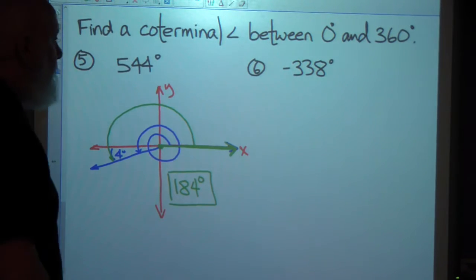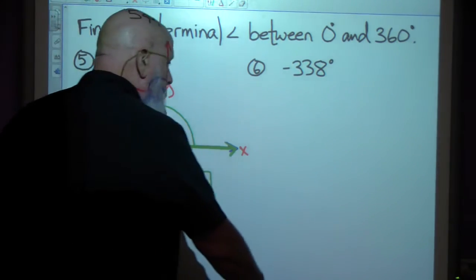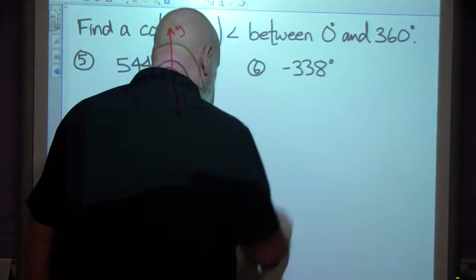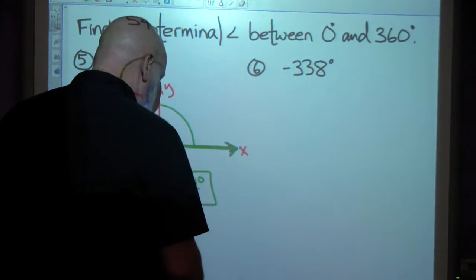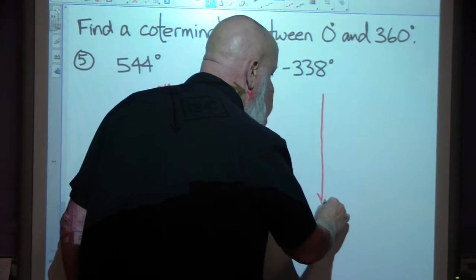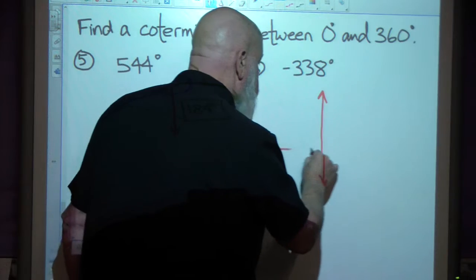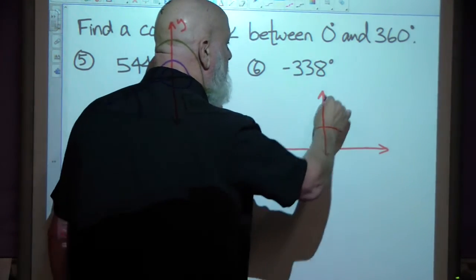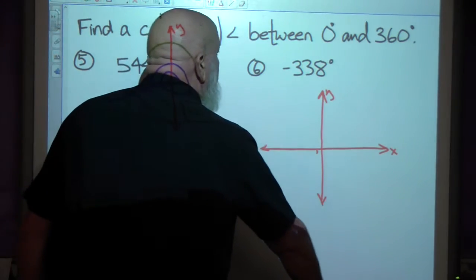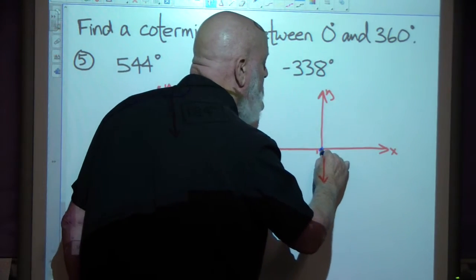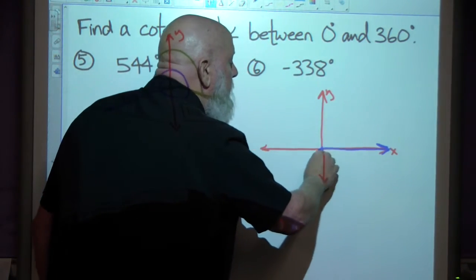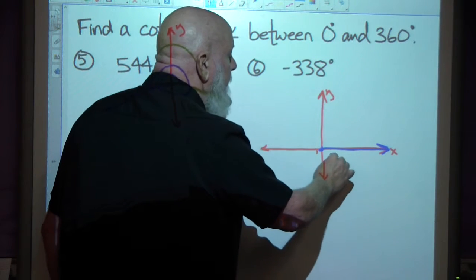So there's coterminal. We've done this before. And just a little walk down memory lane. And we got negative 338. We want to find a coterminal angle between 0 and 360 degrees. An angle that stops in the same place as this one. So let's see where this one stops. There's our y-axis, our x-axis, origin. And we're going to rotate negative 338 degrees. There's our initial side. We're rotating in a negative direction. And we're going to go 338 degrees.